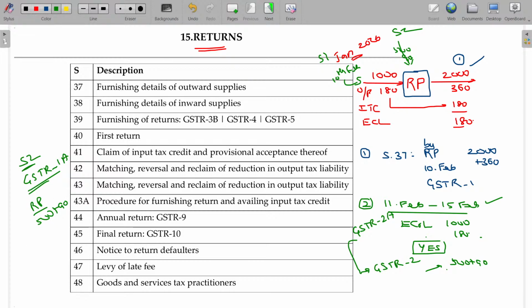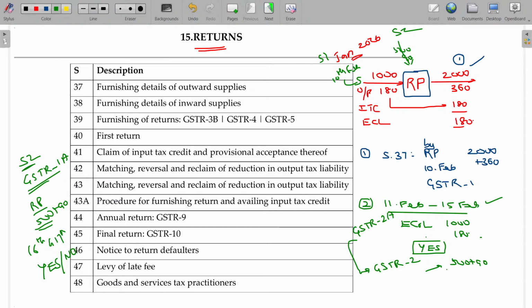Now, on 16 and 17, he can again see. He can either say, yes sir, I missed to record, or no sir, it is not my real supply. Once he says yes, this will be automatically updated in the GSTR 1 form. So this is very nice.